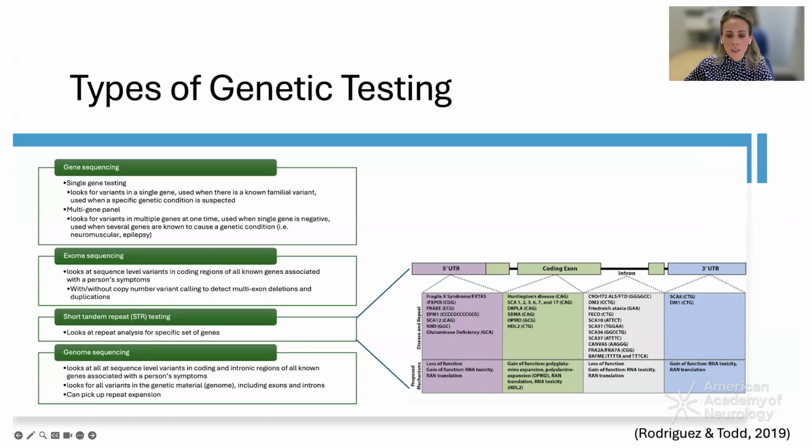Exome sequencing is unable to detect repetitive DNA sequences, including trinucleotide repeats, intronic or non-coding variants, mitochondrial variants, epigenetic variants, and balanced chromosomal rearrangements. Short tandem repeat testing is the genetic testing of choice for repeat expansion disorders, and it looks at specific genes. As you can see in this image here, these different disorders are tested for with that. And genome sequencing looks at the sequencing level variants in coding and intronic regions of all known genes associated with a person's symptoms and can pick up repeat expansions as well.